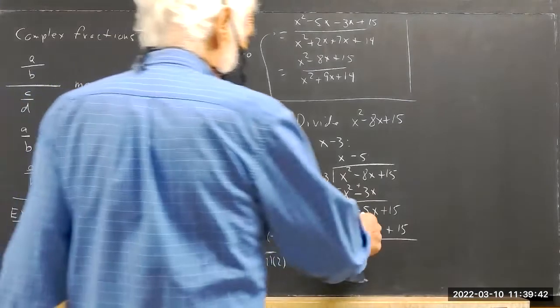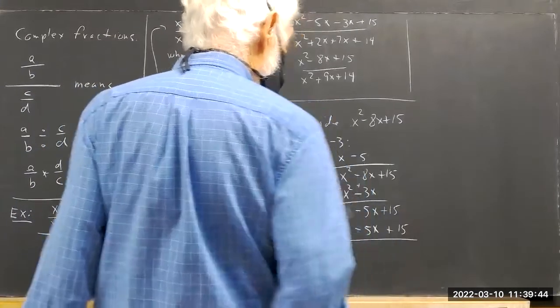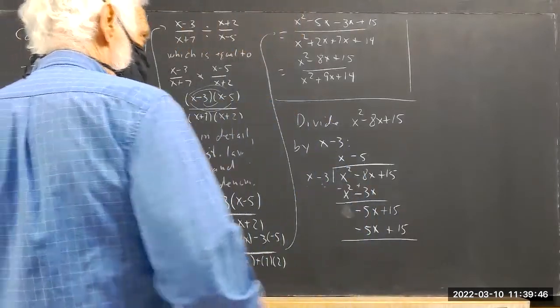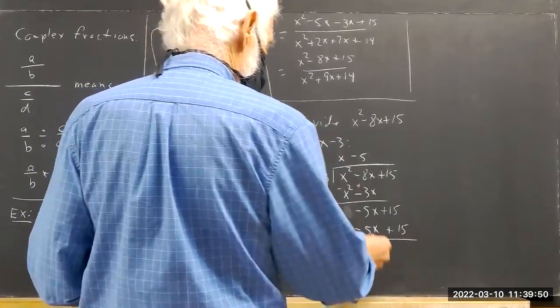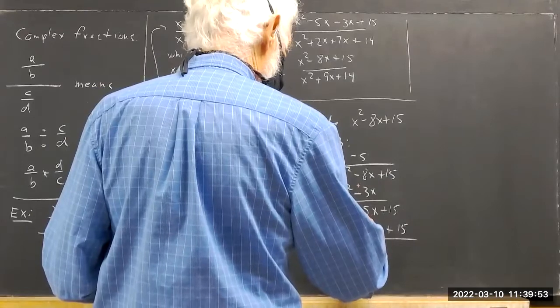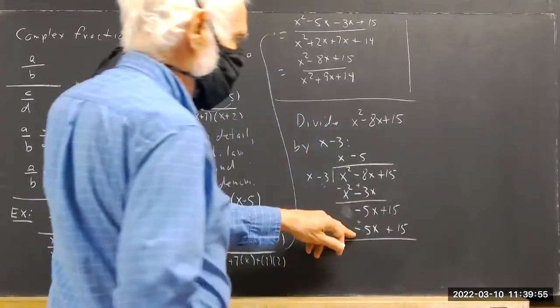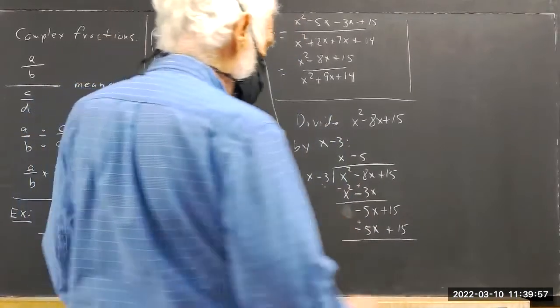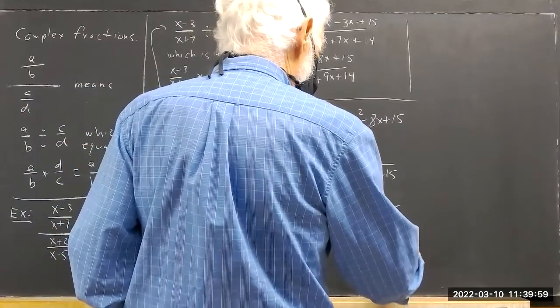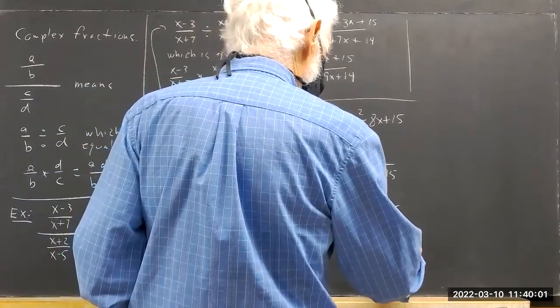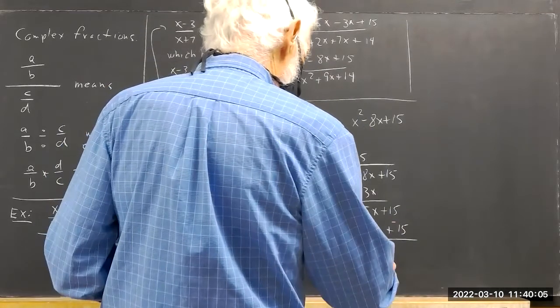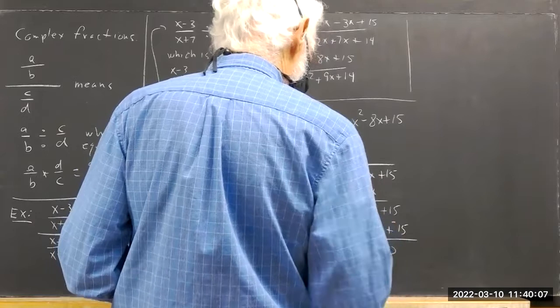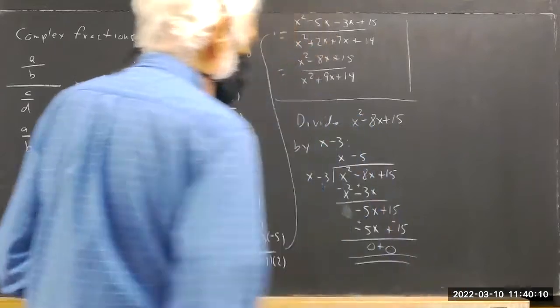Okay. So negative 5x plus 15, negative 5x plus 15. Well, we're going to subtract all this, which means that we're going to subtract negative 5x, which means we're actually adding 5x. Then we're going to subtract the 15, which means we're adding negative 15, which gives us 0 plus 0, meaning that we're done.